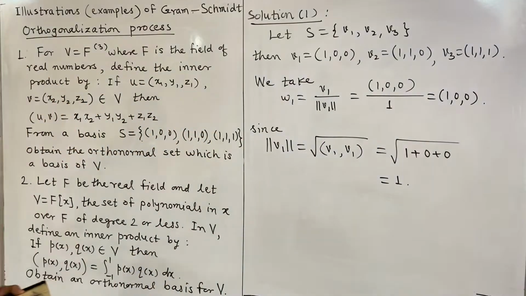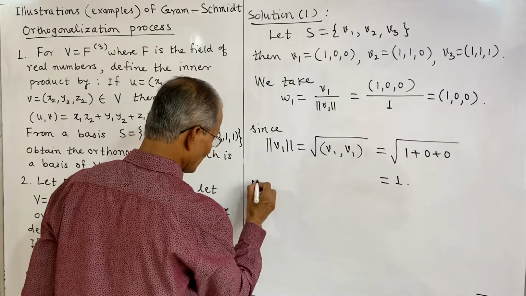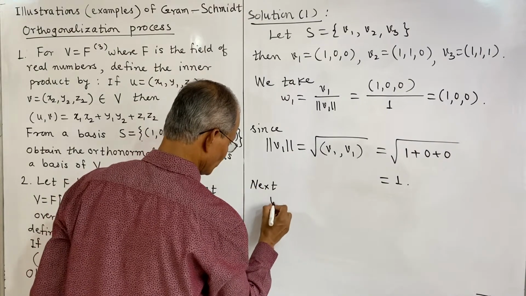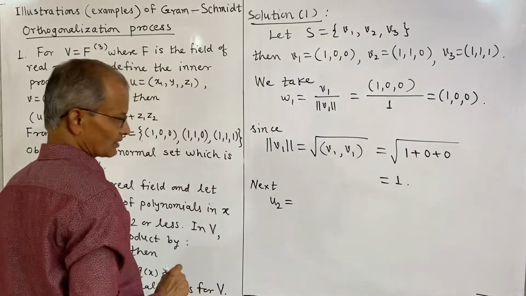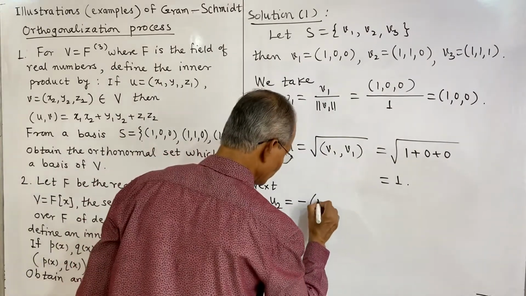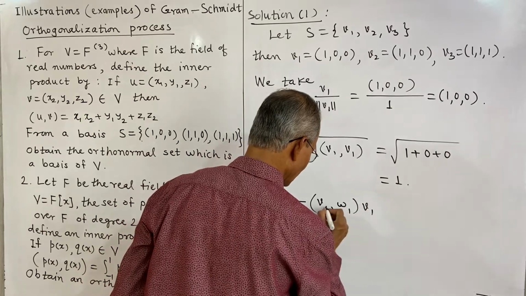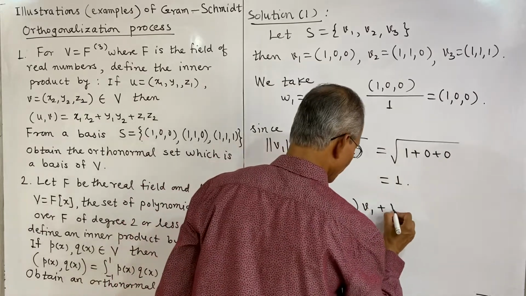Next, once W1 is constructed, we shall find out what U2 is. Now U2 is, by our construction, minus the inner product of V1 and W1 multiplied by W1, plus V1.